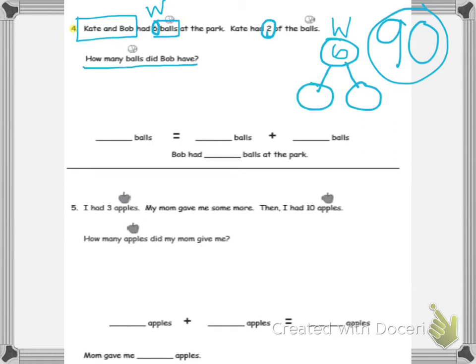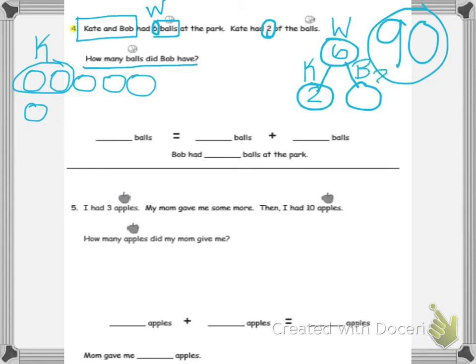So Kate and Bob had 6 balls at the park. So I'm going to just draw my whole. I'm going to draw the 6 balls. Kate had 2 of the balls, so I'm going to circle 2. This is how many Kate had. This is Kate. We know that Kate had 2 balls. So I'm putting that in my number bond, 2, so I don't forget it. We have to figure out how many balls Bob has. Well, this right here is how many that Bob had. How many is this? This is our mystery. Well, we're going to come back to that in a moment.